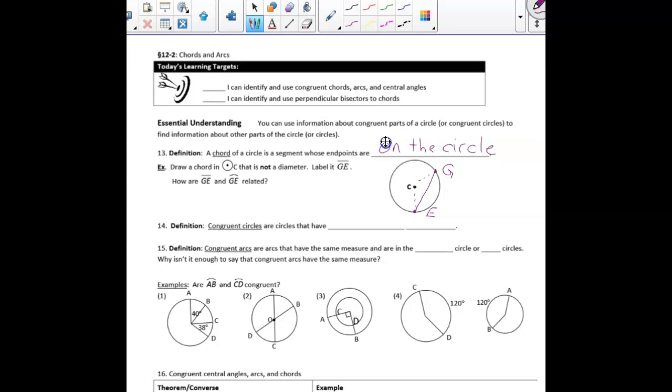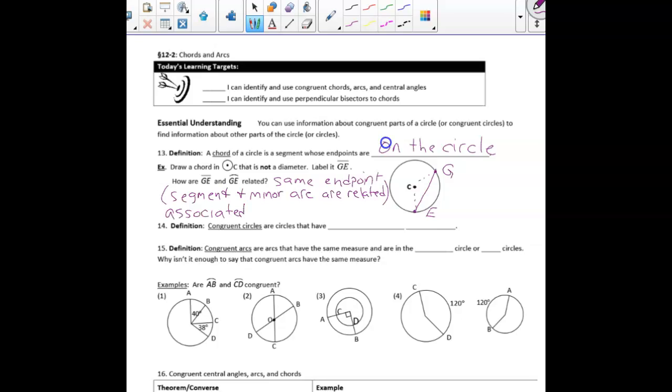So, how are they related? How is line segment GE and arc GE related? Well, they have the same endpoints. And the segment and the minor arc are related. Okay, they're associated with the same central angle.